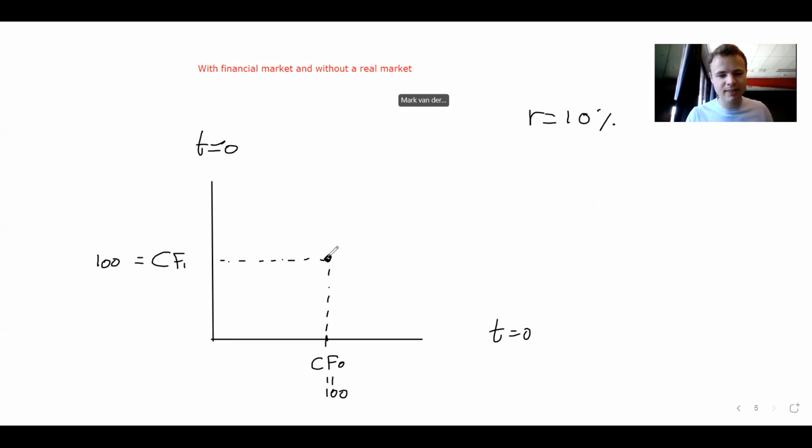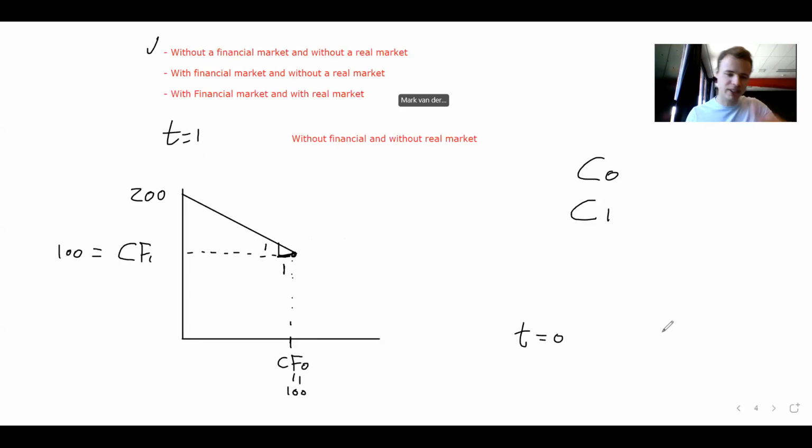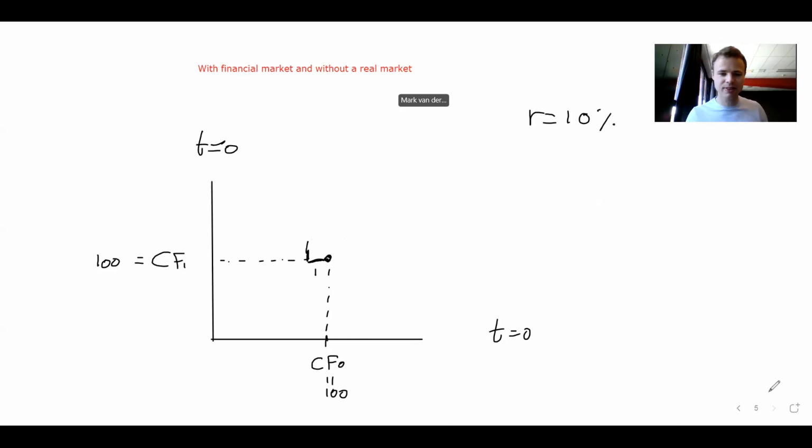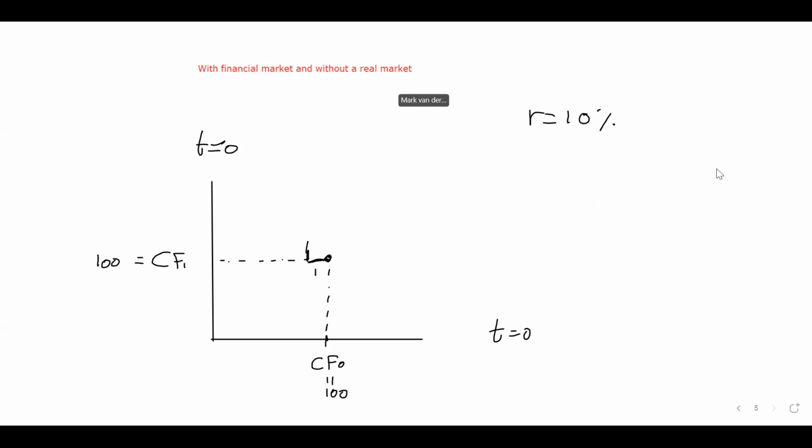So notice the interesting thing. If I now save 1 euro, so I only spend 99 euros today, how much do I get next year in return for that 1 euro I save? In the previous example, without the financial market, it was 1 euro. If I save 1 euro, my consumption increases by 1 euro. But what happens now if I save 1 euro? By how much will my consumption increase next year? By how much will my consumption increase? Do you have an idea, Sharaf?